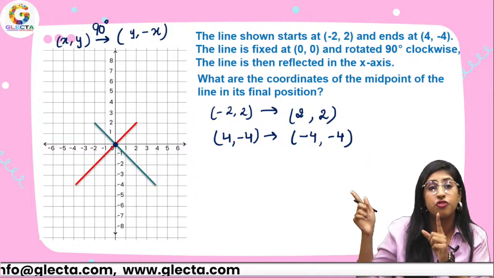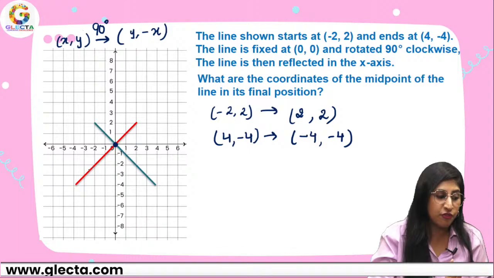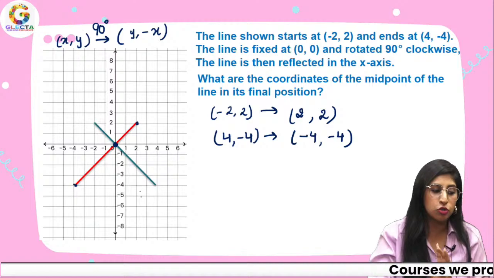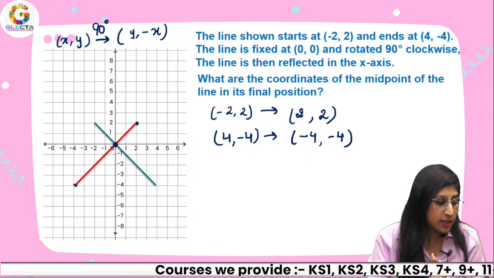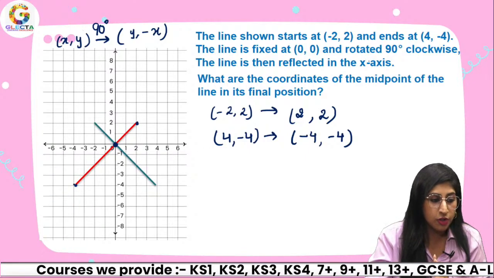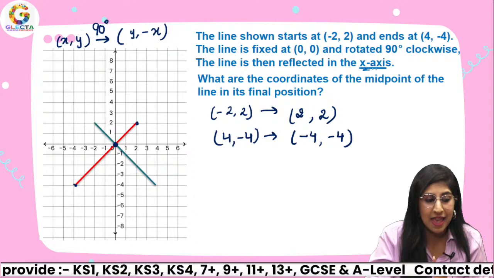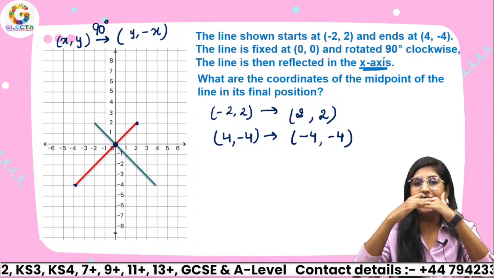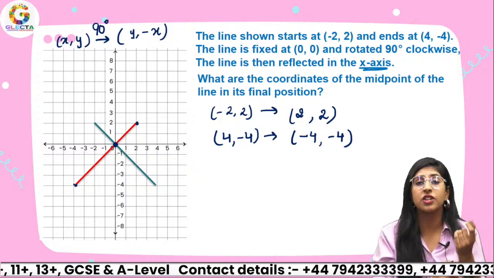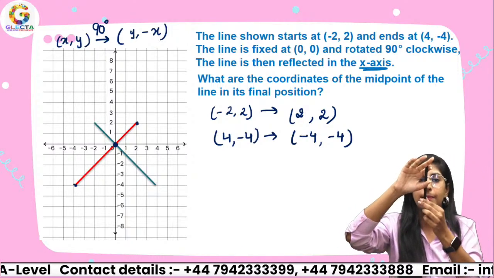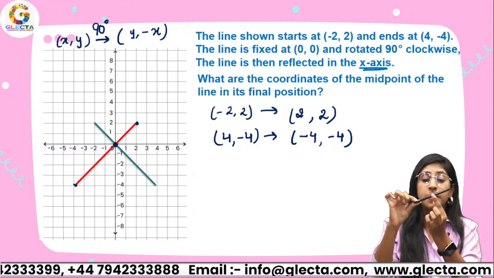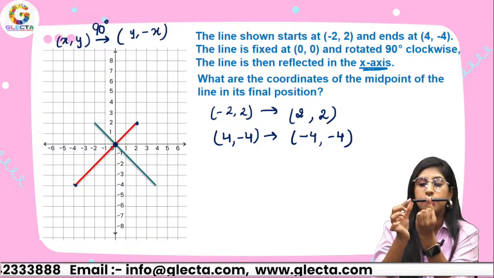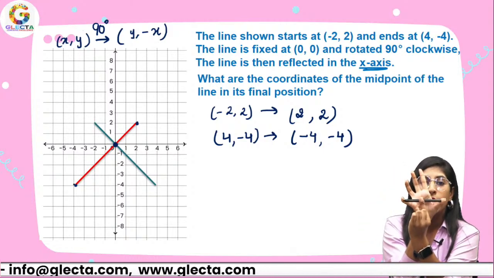So here you have this red line that you see on the screen. 4, -4 over here, and over here we have 2, 2. That was the first step. Then we are saying that this line is further reflected in the x-axis. By reflection in the x-axis, you don't need to calculate for all the points on the line. For example, I'm rotating this pen, right? I just took the top part and rotated it. If I'm saying I'm rotating it from the center, I'm just rotating the end points, right?